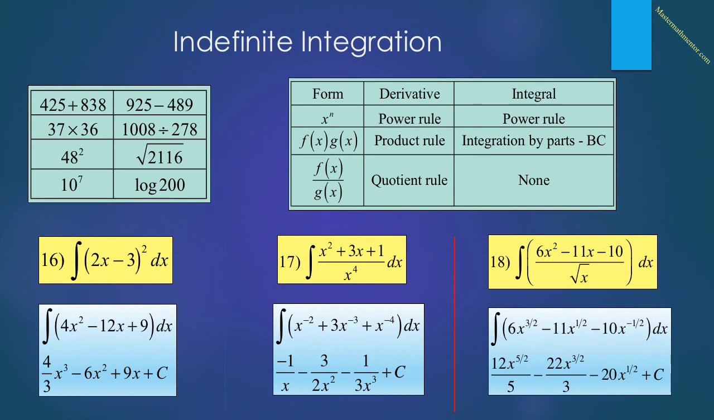18 reads the integral of (6x squared minus 11x minus 10) all over the square root of x dx. This is similar to number 17. We have to split it into 3 fractions, getting 6x to the 3 halves minus 11x to the 1 half minus 10x to the negative 1 half. And now when we integrate by the power rule, we get 12x to the 5 halves over 5 minus 22x to the 3 halves over 3 minus 20x to the 1 half plus c.